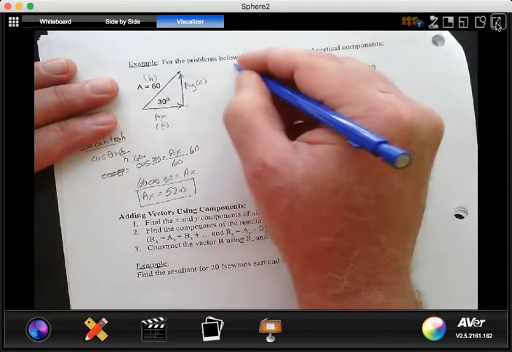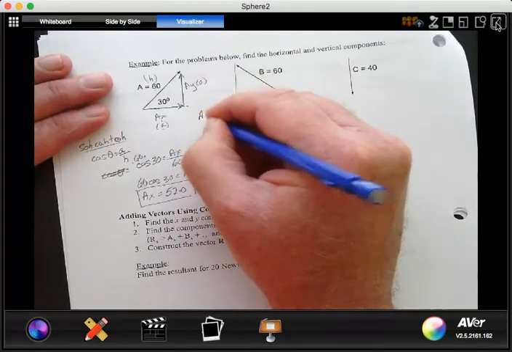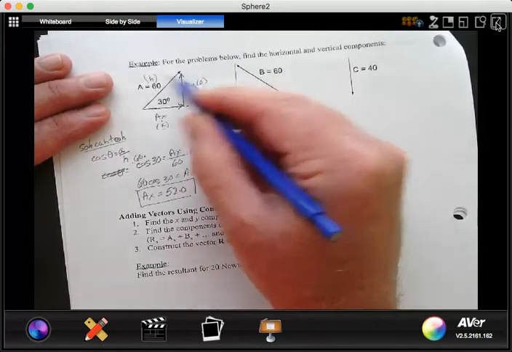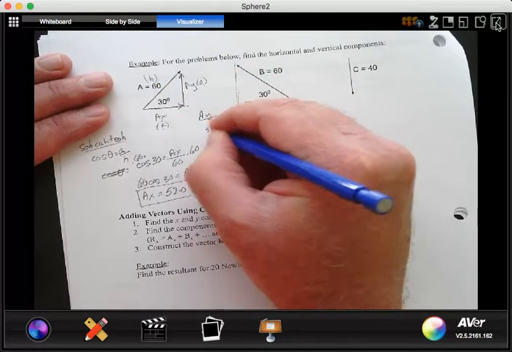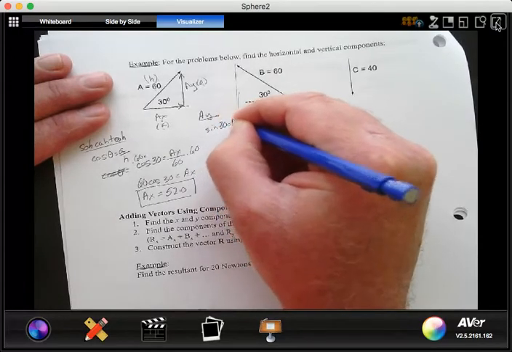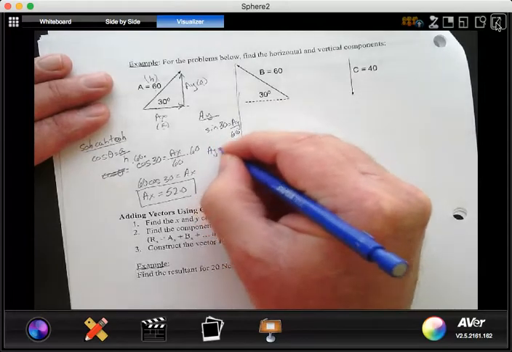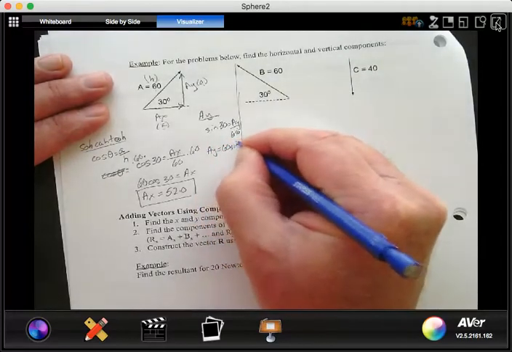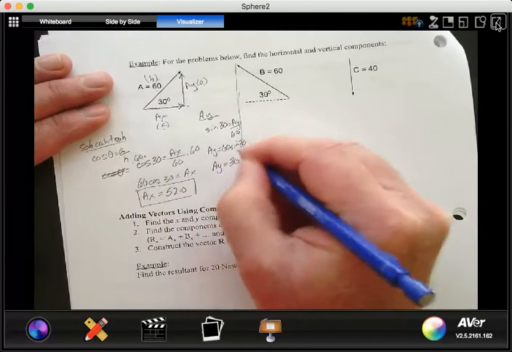Now for AY, I have opposite and I have hypotenuse, so I'm going to use sine. I'm going to skip a couple steps here. I'm just going to say sine of 30 is equal to AY over 60. Cross multiply, AY is 60 sine 30. And when I plug that in my calculator, I get 30.